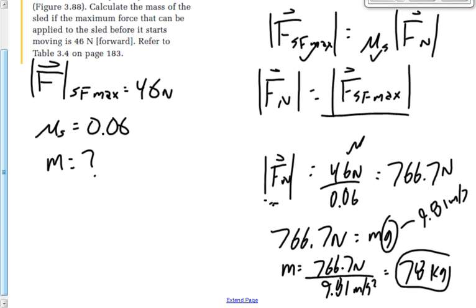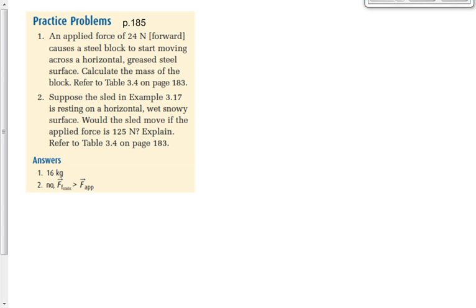Okay. Finish copying that out if you haven't copied it already, and then we'll give you your 2 practice problems to work on. Questions 1 and 2 on page 185. Let's see what we can do with those, please.